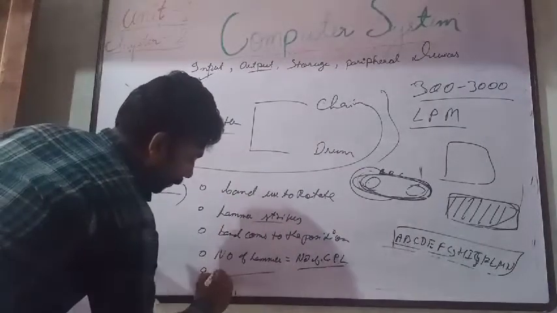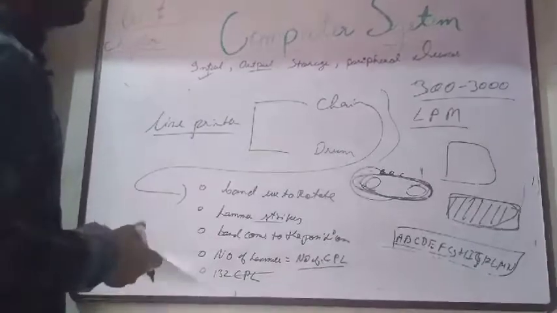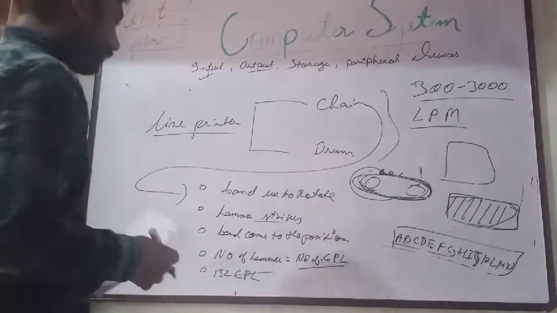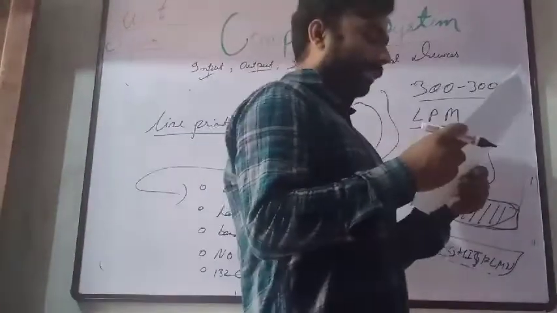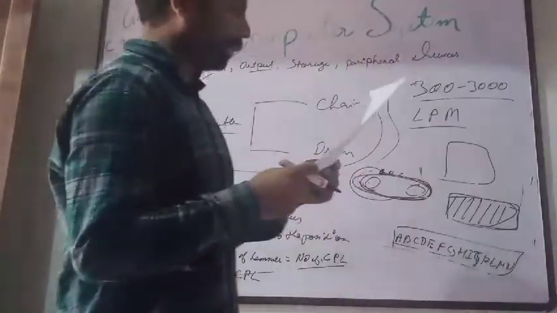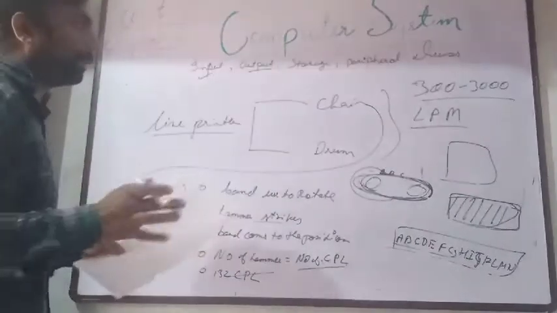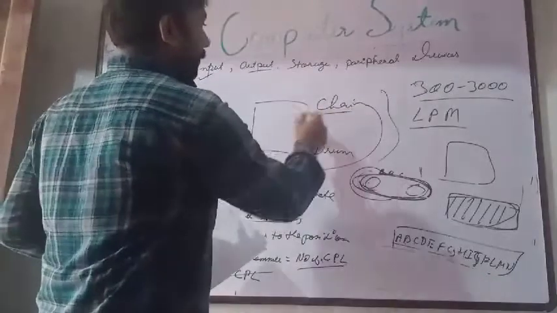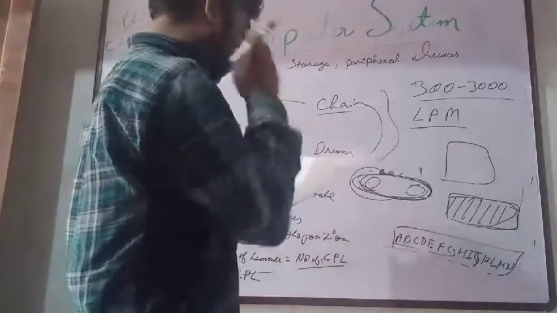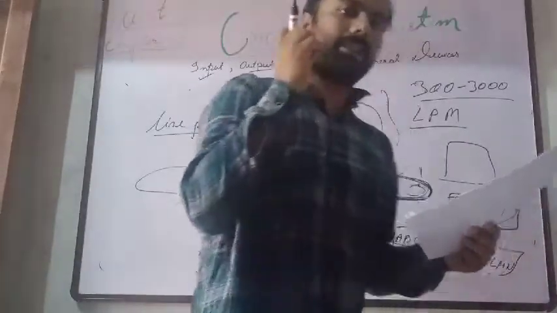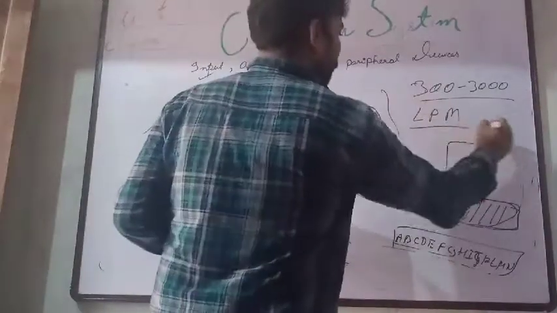See, 132 CPL, characters per line. In one line, 132 characters can be printed by default, if you are using the chain printer. Of course, we are talking about the chain printer. In the chain printer, this is the number of characters in one line.